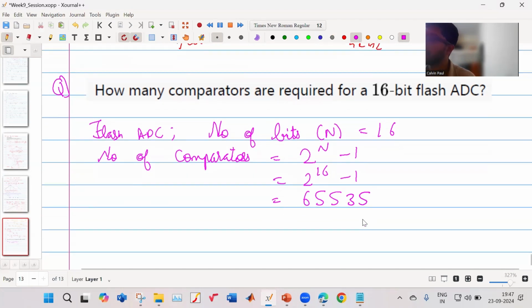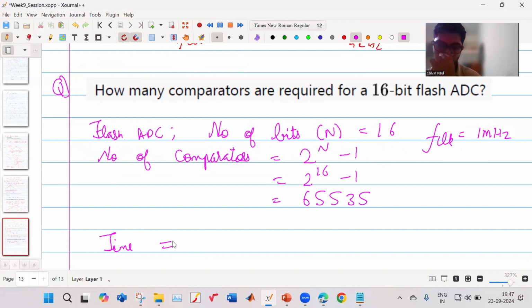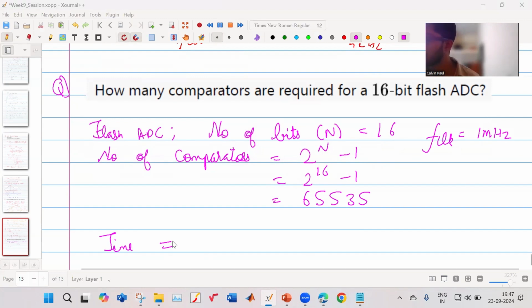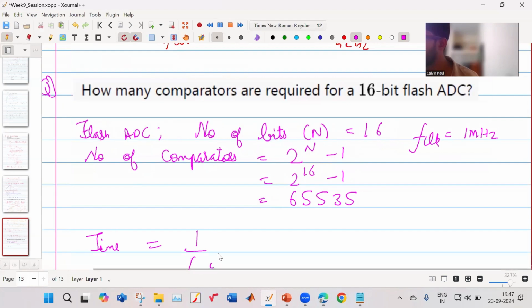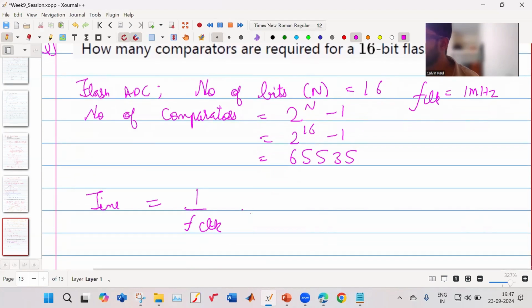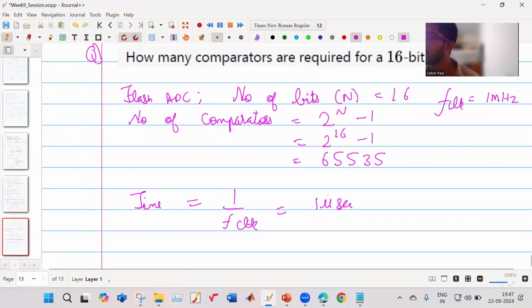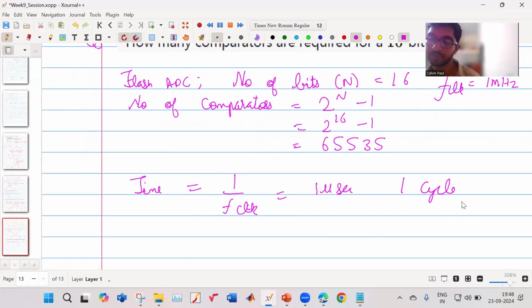Let me ask another question. Suppose the clock was, let us say, 1 megahertz. How much time will it take to give me the result? Yes, it will take 1 upon f clock, which is 1 microsecond. So it is so fast. Only one cycle is required for the flash ADC.